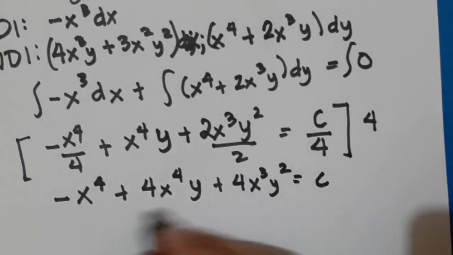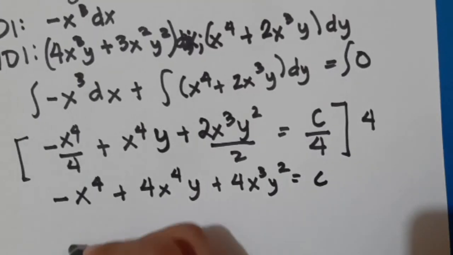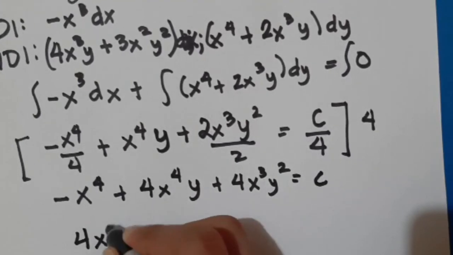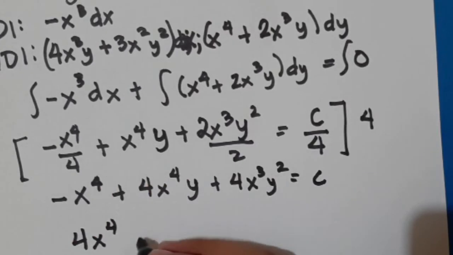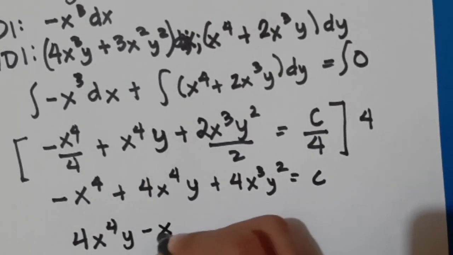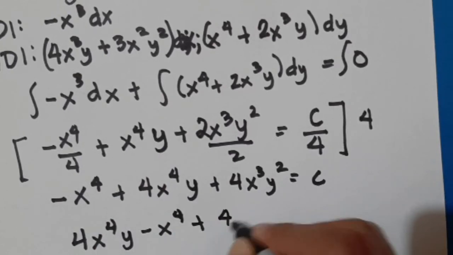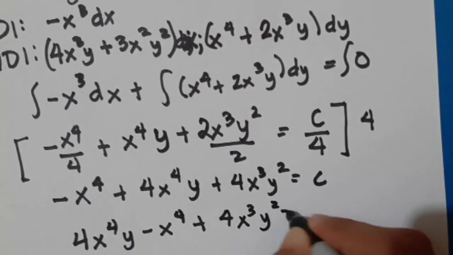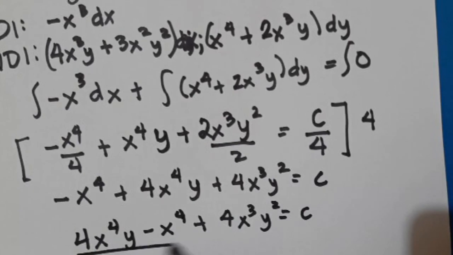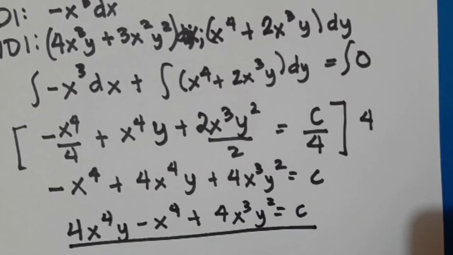So, if we want positive, let's swap the signs. x to the fourth plus 4x cubed y squared is equivalent to c. So, this is the final answer in example number 1. So, see you in our next problem. Thank you.